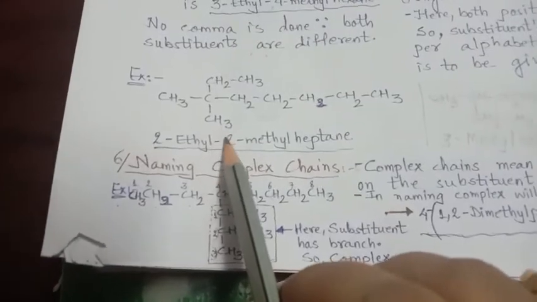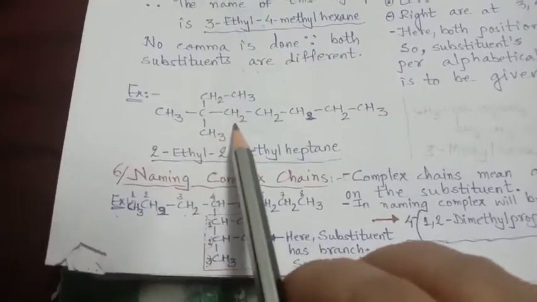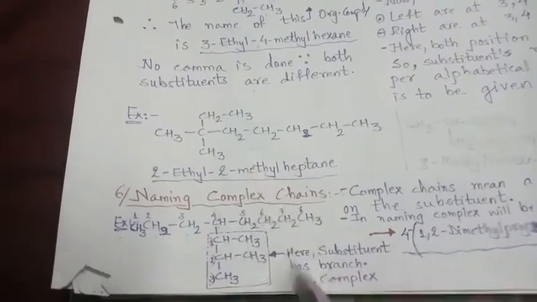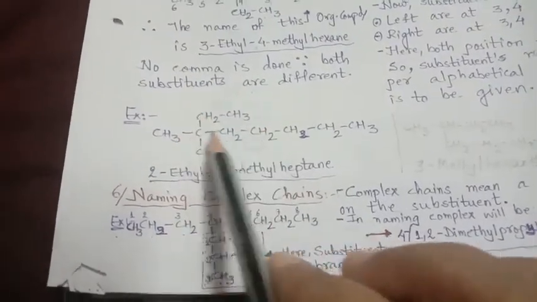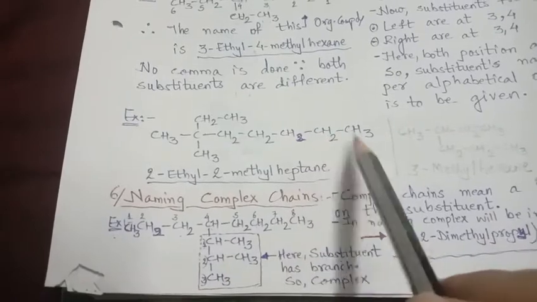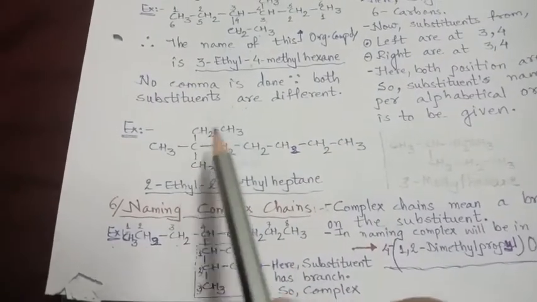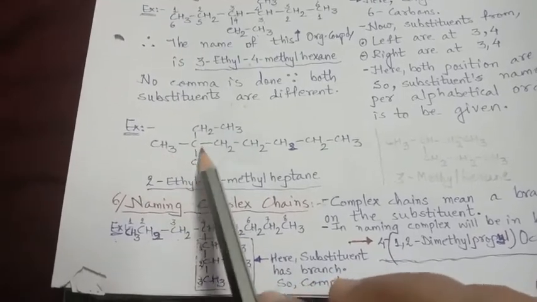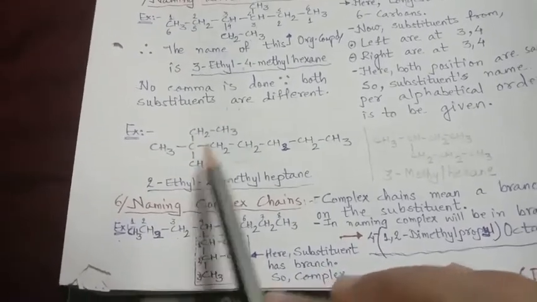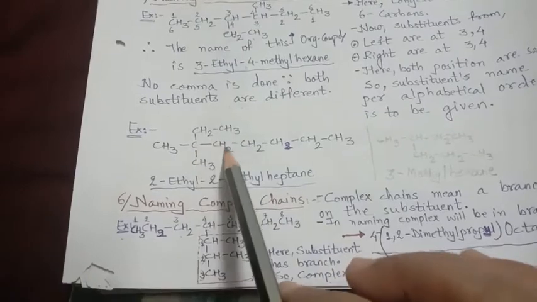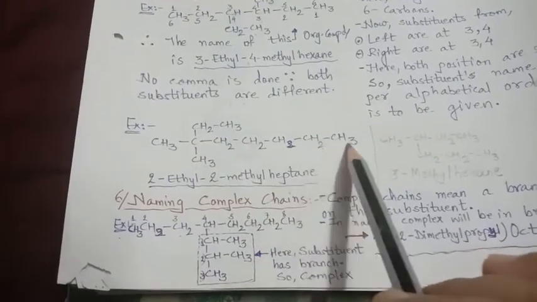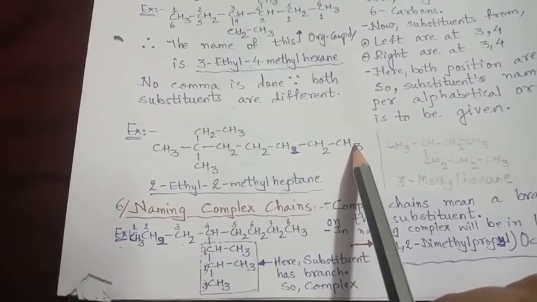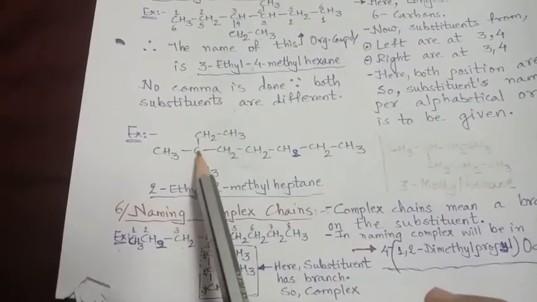One more example. 1, 2, 3, 4, 5, 6, 7, 8. Now see here what happened. Right? 1, 2, 3, 4. 1, 2, 3. Clear? 1, 2, 3, 4, 5, 6, 7, 8. So here the longest chain is 8. So now what will we have to do?